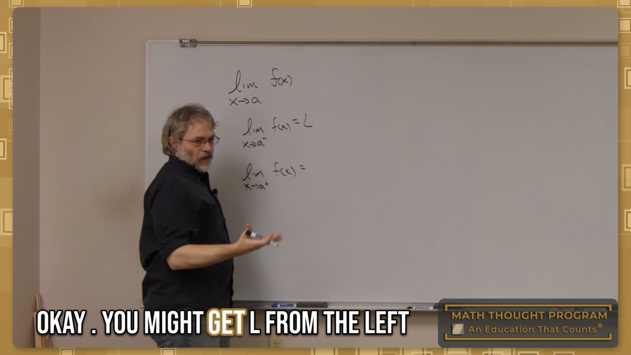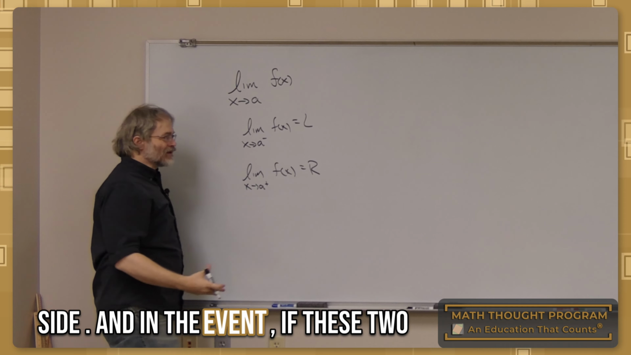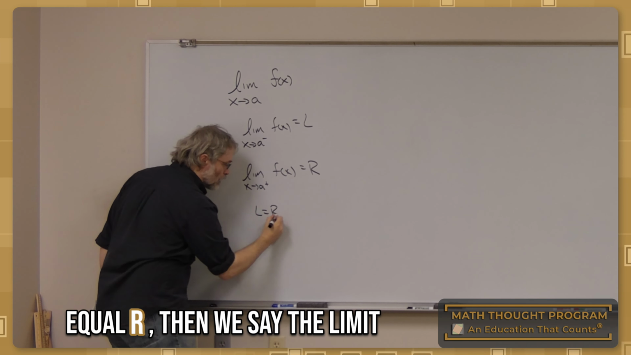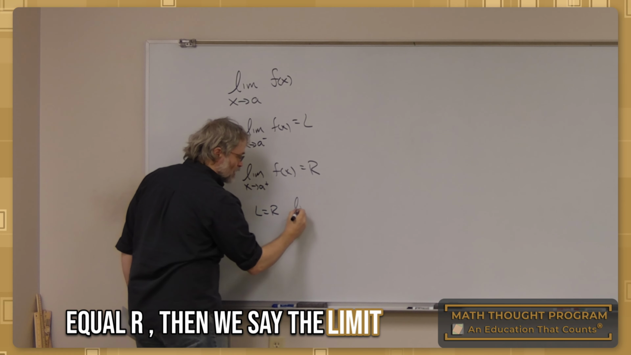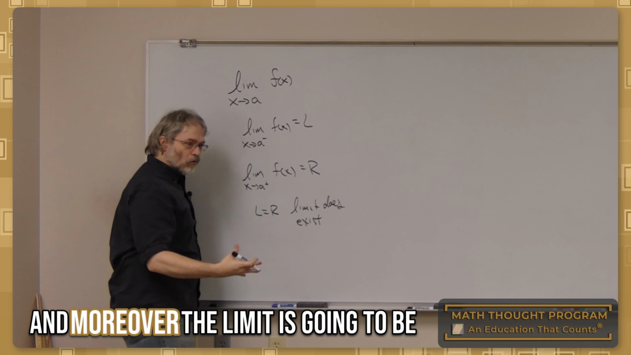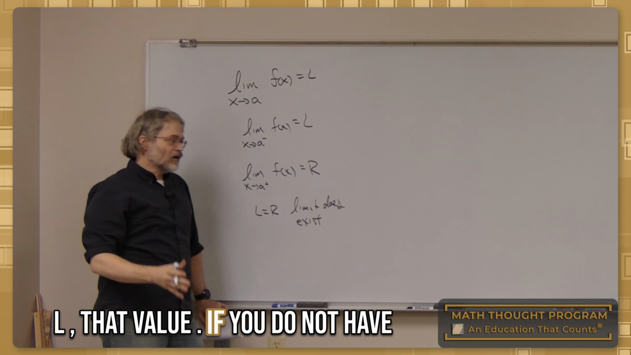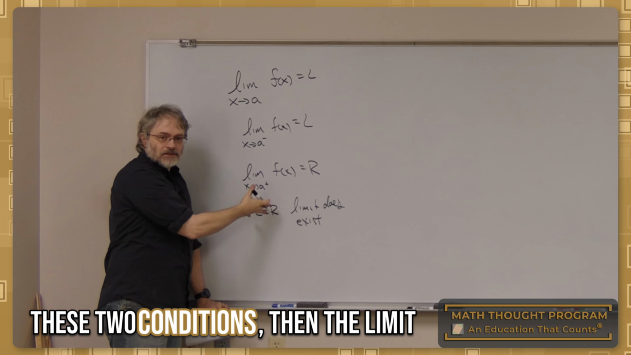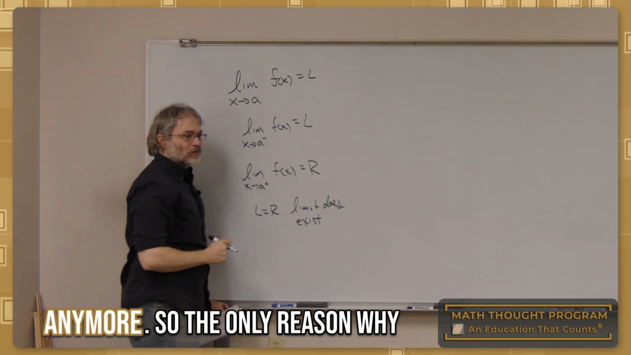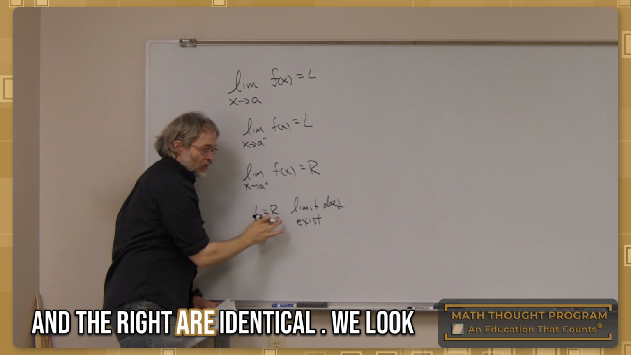Okay, you might get L from the left side, you might get R from the right side, and in the event that these two things are equal, or L does equal R, then we say the limit does exist, and moreover, the limit is going to be L, that value. If you do not have these two conditions, then the limit does not exist, and you can't say this anymore.